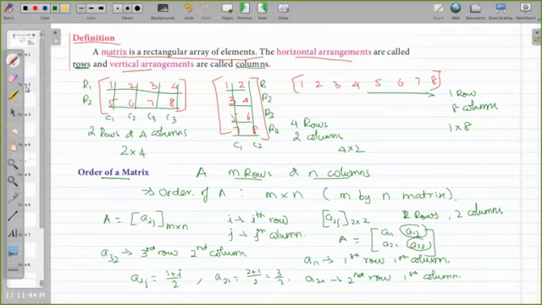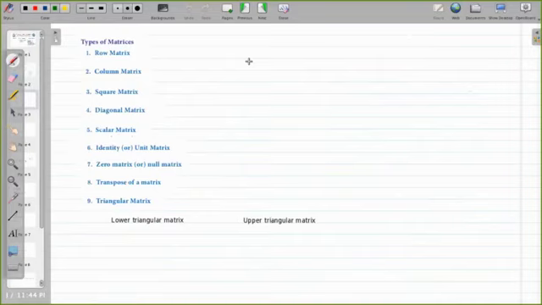Okay, children, now types of matrices. In types of matrices, the first category is a row matrix. A row matrix means a matrix that has only one row and n columns. Generally, if we take A equal to Aij of order m by n, we can say that m is equal to 1.